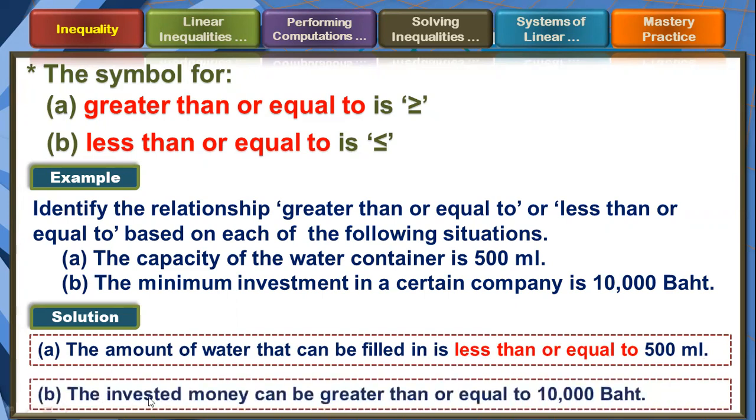For B, the invested money can be greater than or equal to 10,000 baht. So you can join with 10,000 baht if you do have more money. You can also join, but less than 10,000 baht, you cannot.